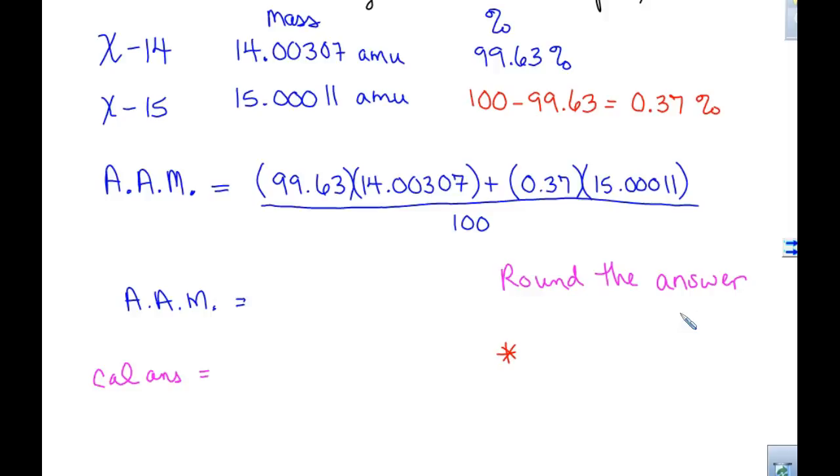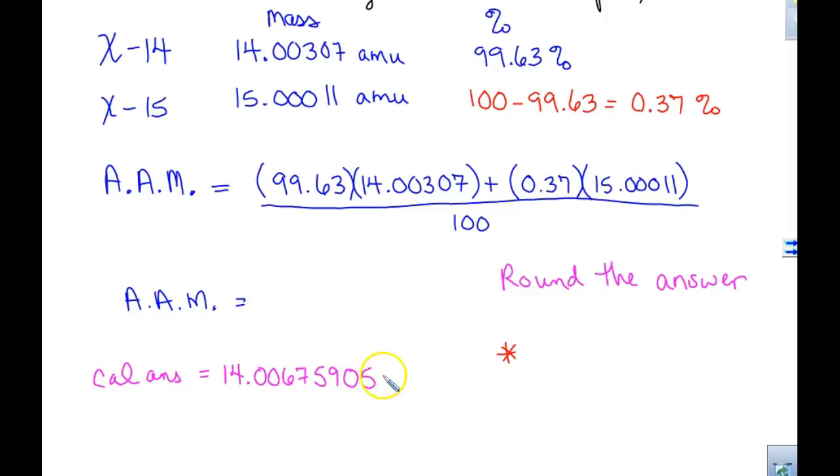Now you have something that sounds more reasonable. 14.067 blah, blah, blah. And I'm going to write that down. Change this to pink. So 14.00675905. Now, that is your calculator answer.